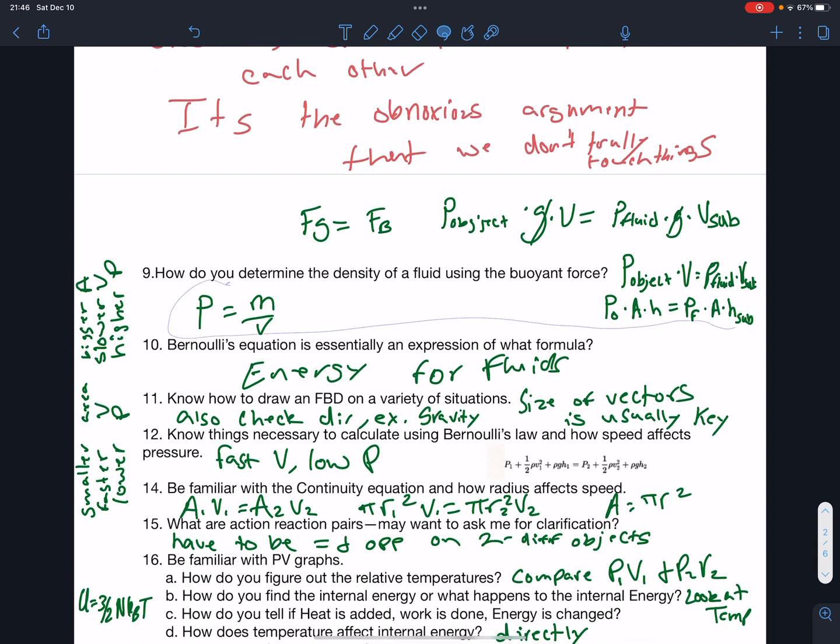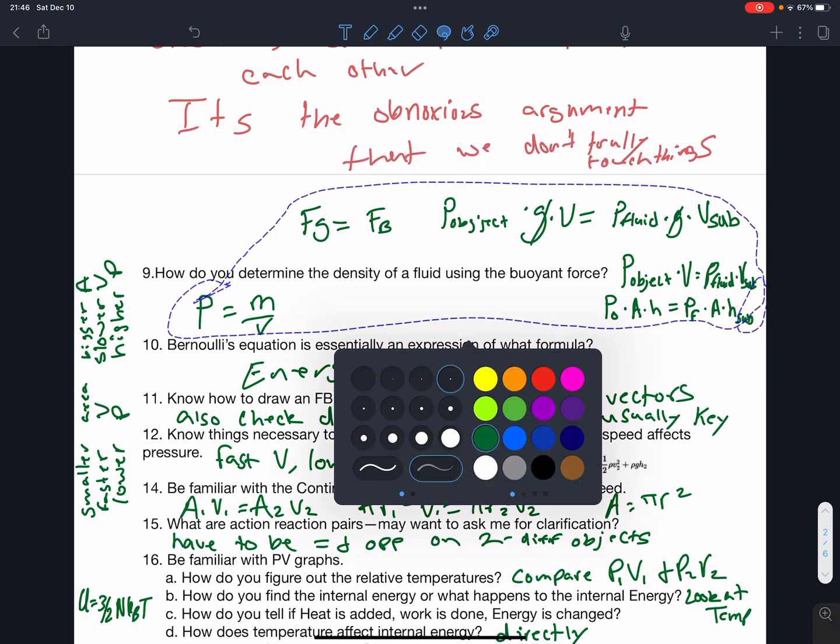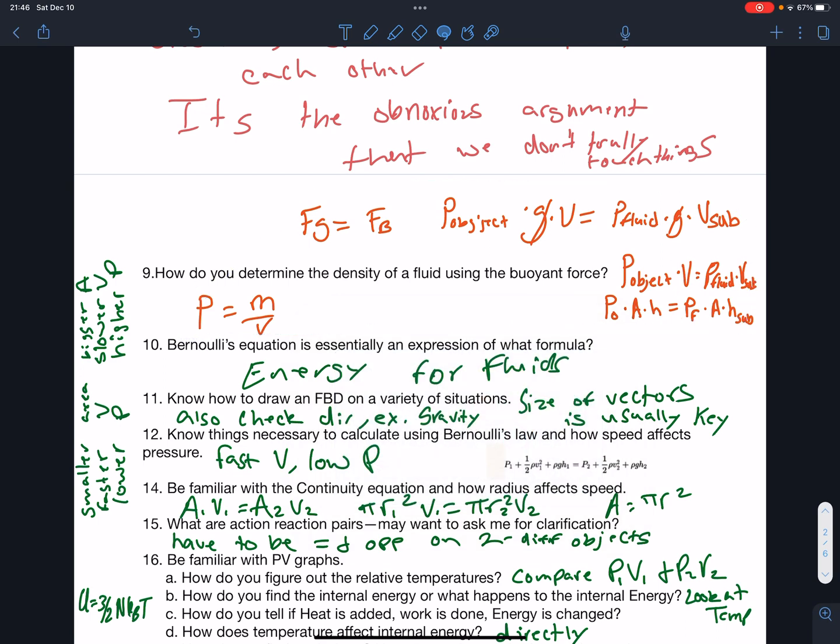How do you determine the density of a fluid using the buoyant force? All right, so the key thing to remember is that density is equal to mass over volume. That's the first thing. And then remember that oftentimes whenever we're dealing with these, the object is at rest. So you have an object sitting in water and it's at rest, and so the buoyant force should be equal to the force of gravity.